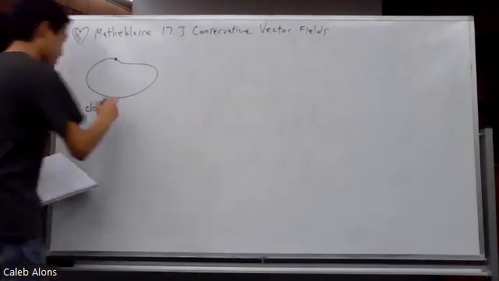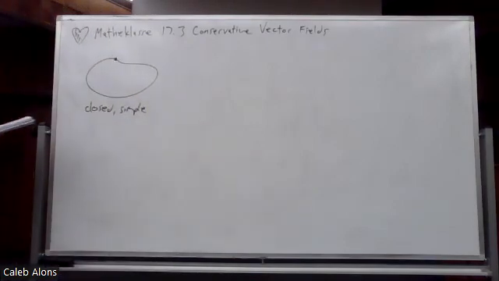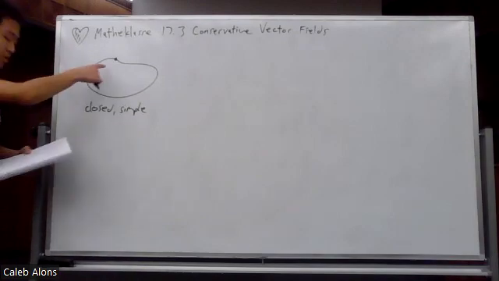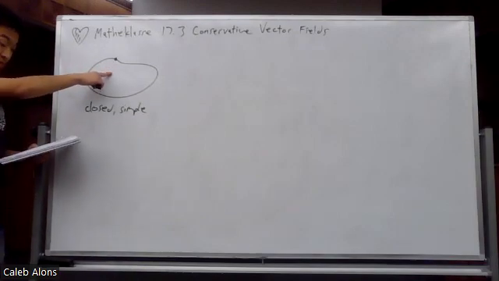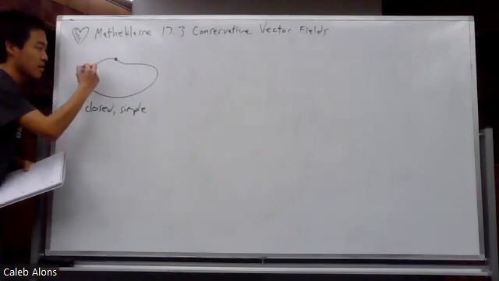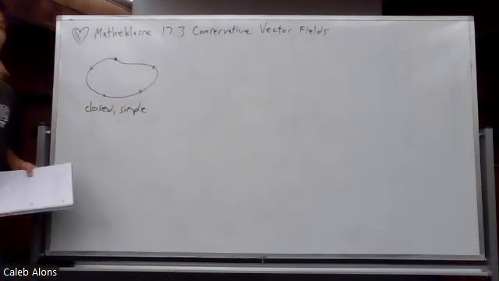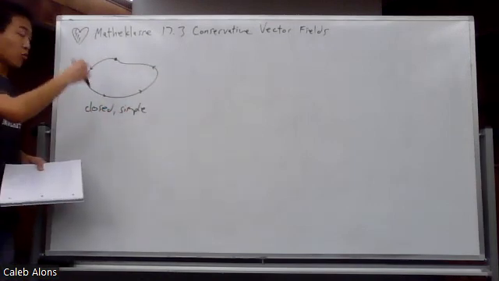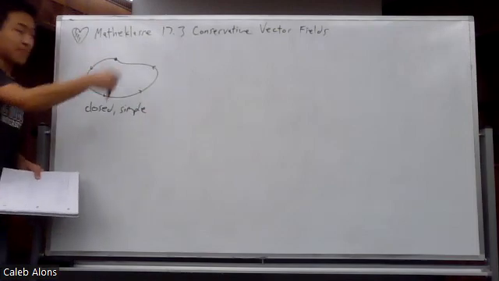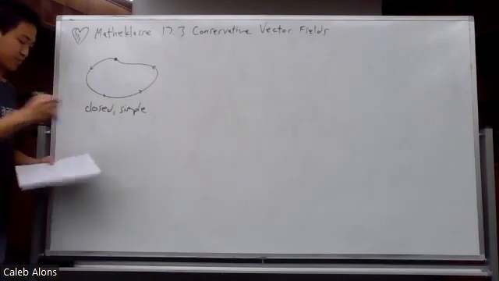It's also something we call simple. What do I mean by simple? Well, simple just means that the curve does not intersect itself. So as I trace out this curve, there is never going to be some parameter t, or two parameters t, where we end up at the same place twice. So it's not only closed, but it's a simple curve.